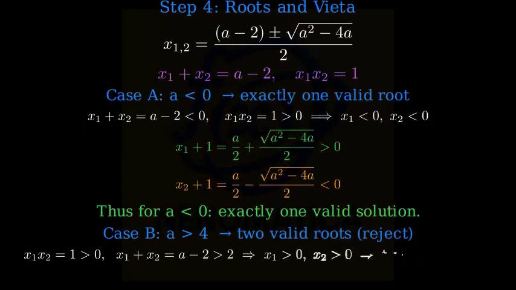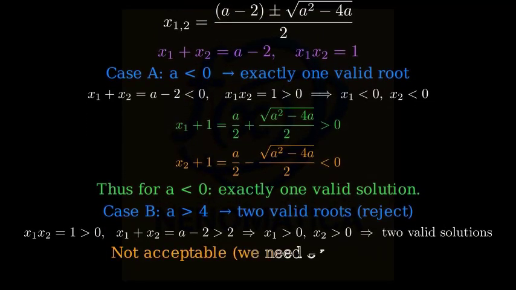The sum a minus 2 is larger than 2, and the product is 1, so both roots are positive. That makes x plus 1 greater than 0, and ax greater than 0 for both roots, hence two valid solutions. This case does not give exactly one solution.